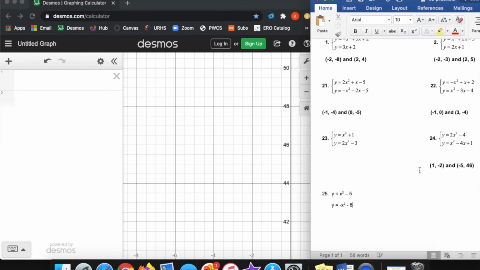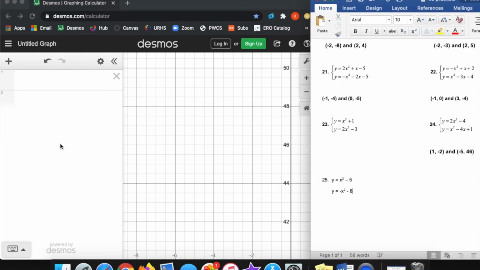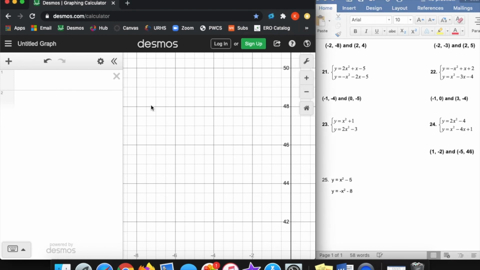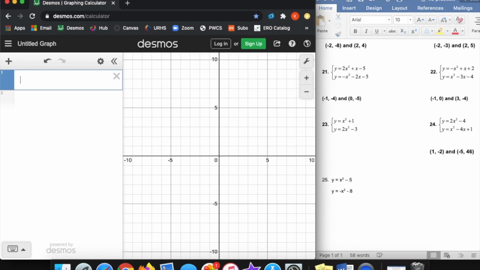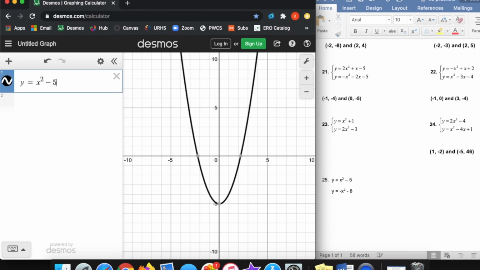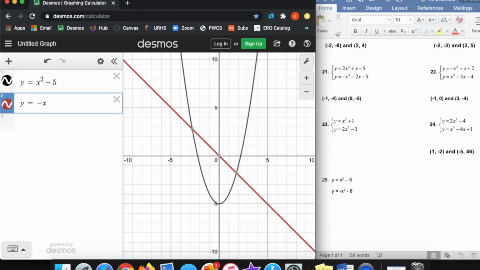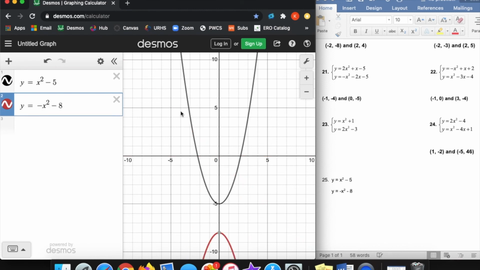Now I added a question at the bottom, 25. If I type that in, let's go back to my standard center of the graph: y equals x squared minus 5. You see my parabola there. Then I type in y equals negative x squared minus 8. What's the deal here?